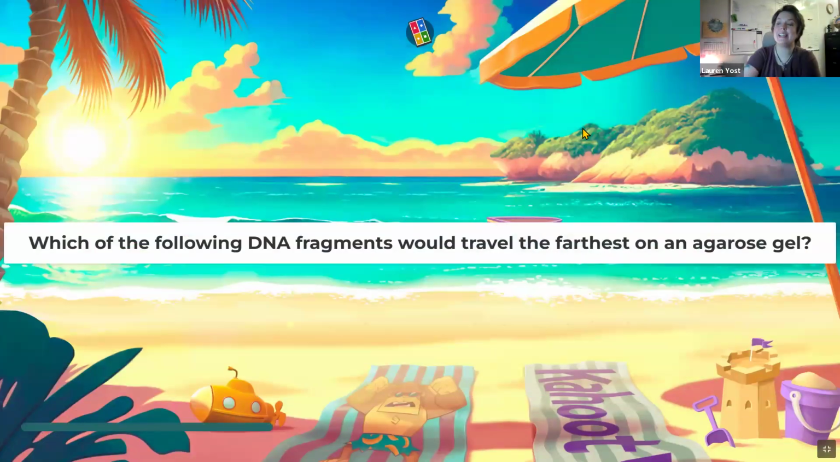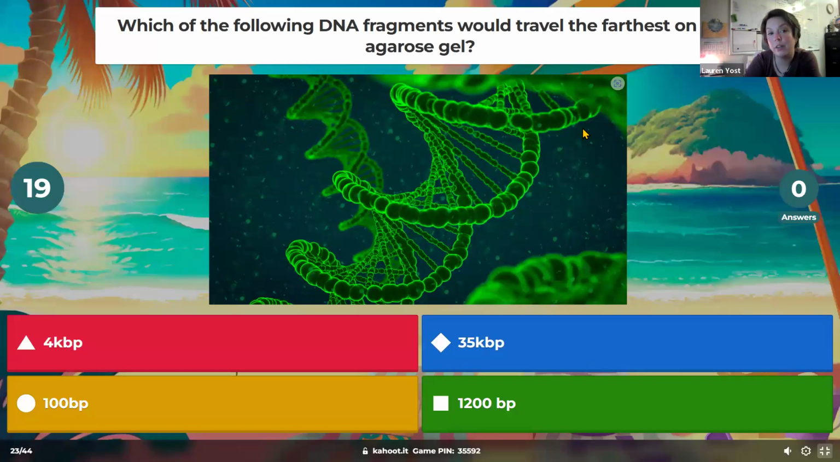All right, which of the following DNA fragments would travel the farthest or the fastest on an agarose gel in gel electrophoresis?